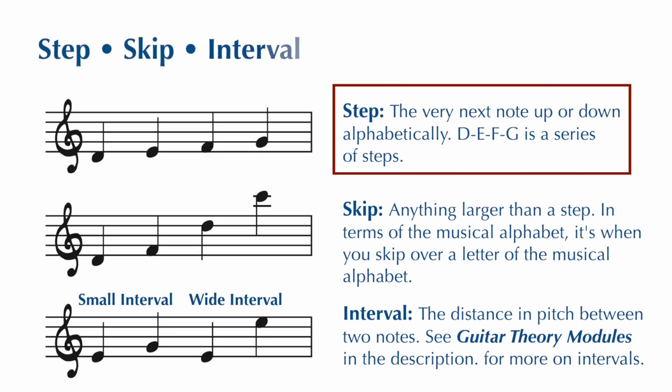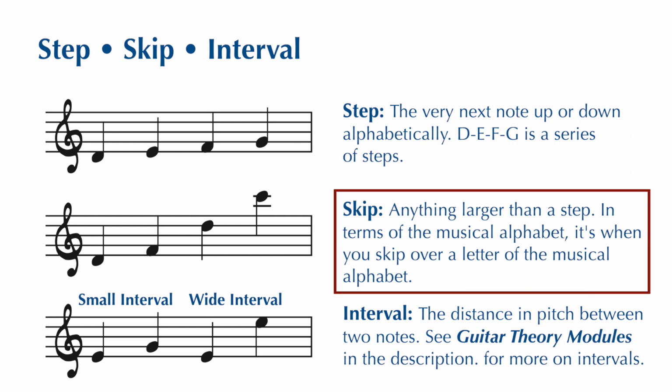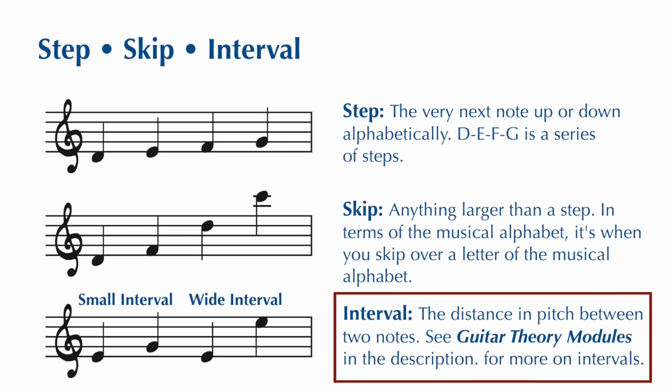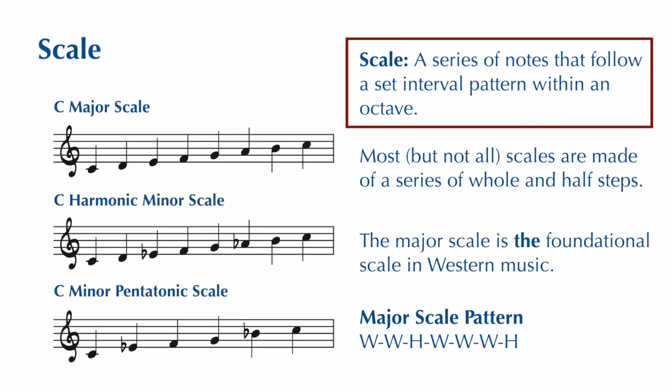A step is the very next note up or down. A skip is anything bigger than a step. An interval is the distance in pitch between two notes. A scale is a series of notes that follow a set interval pattern within an octave.